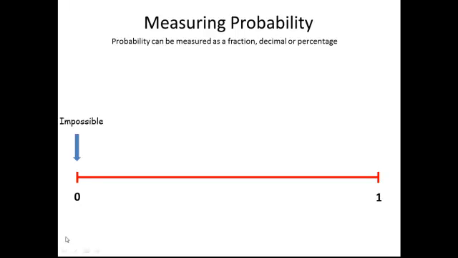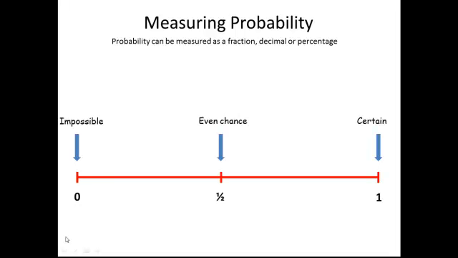Something that has a probability of 1, on the other hand, is something that is certainly going to happen. So you might say, what's the probability the sun is going to come up tomorrow? Well, that's certain. The sun comes up every day, okay? So that has a probability of 1.